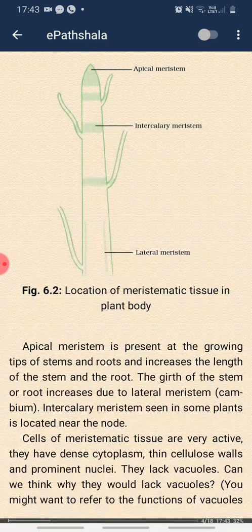And why is the vacuole not present? Because the vacuole does not have any role as such, because the cells have to constantly divide, and they have a dense cytoplasm also. Because there is a lot of cytoplasm and a prominent nucleus, the vacuole is not required. Because the vacuole's role, you have to understand, is only to store the extra water, cell sap, and give turgidity to the cell. So for that purpose it is not required at present when the cells have to divide.